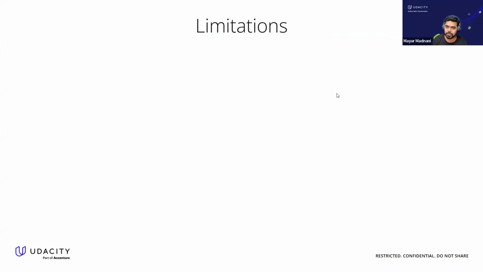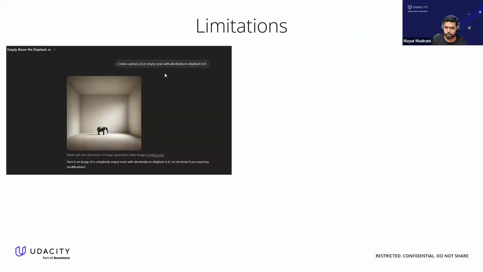So I've been a heavy user of ChatGPT over the past couple of years, and you would see that I gave one prompt, which is to create a picture of an empty room with absolutely no elephant in it. Now, I was very specific that I do not want an elephant, but you would see that it did give me an elephant as well. And this is still live. The model 4.0 is still live. You are able to work with it.